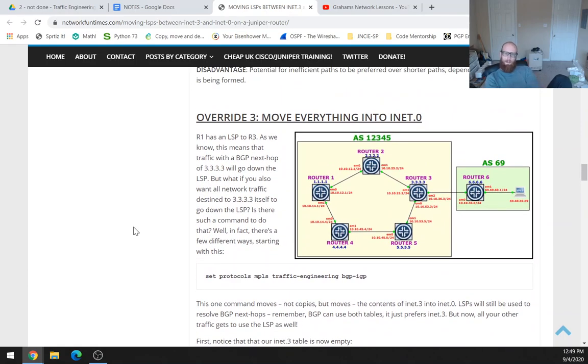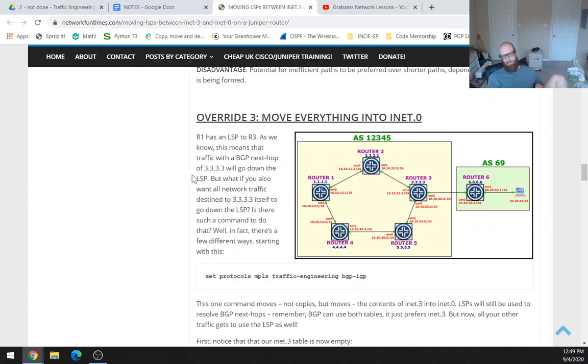Override 3, move everything into inet.0. R1 has an LSP to R3. As we know, this means that traffic with a BGP next hop of 3.3.3.3 will go down the LSP. But what if you also want all network traffic destined to 3.3.3.3 itself to go down the LSP? Is there such a command to do that?